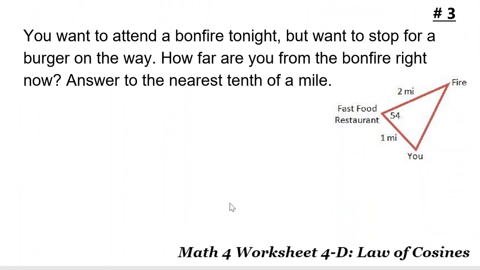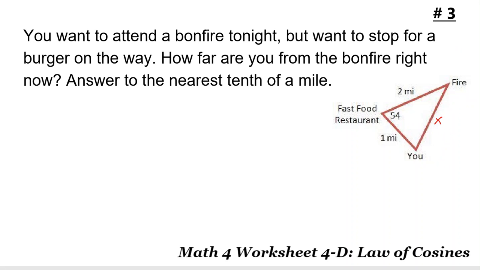All right, you want to attend a bonfire tonight, but you want to stop for a burger on the way. How far are you from the bonfire right now? So you know that it's a mile from you to the fast food and 2 miles from the fast food to the bonfire. Now there's a 54-degree angle happening there. And what you want is this part right there.